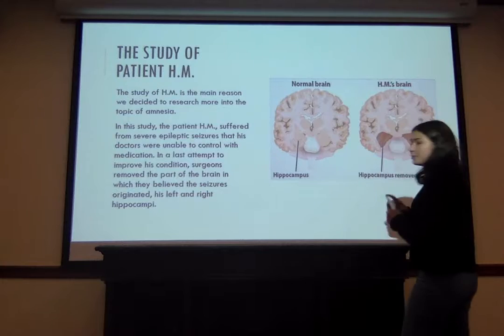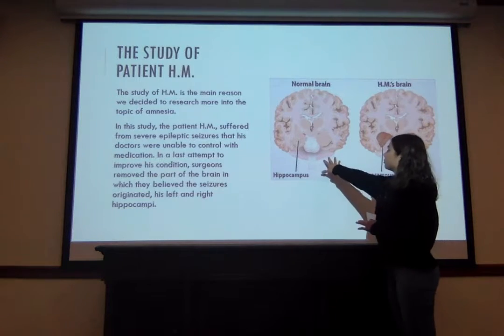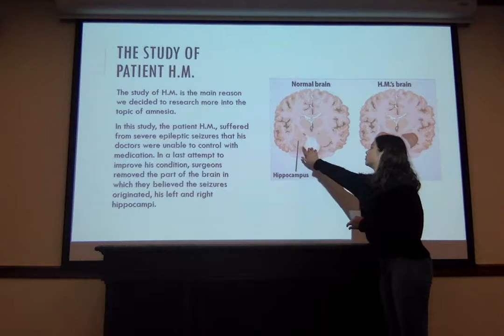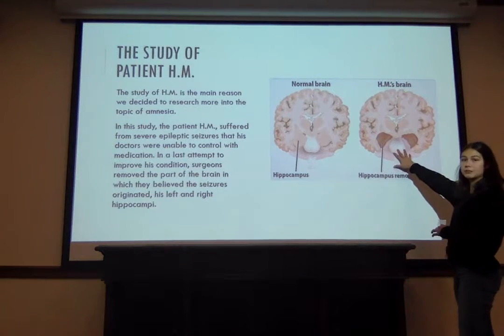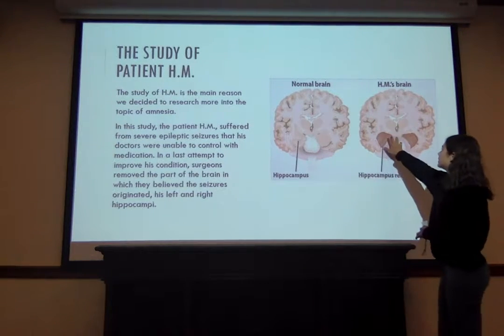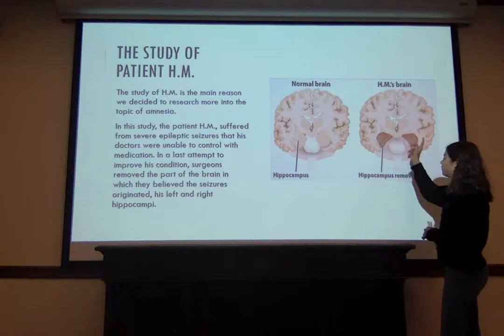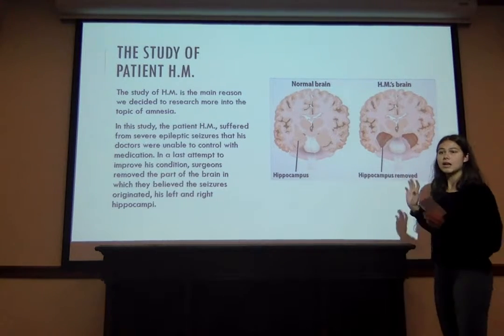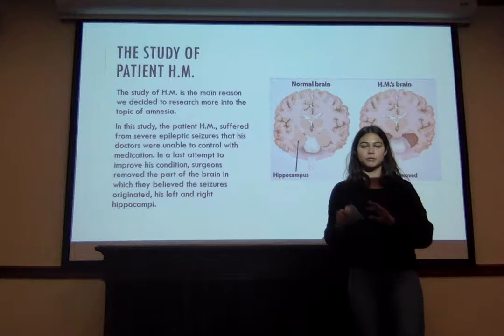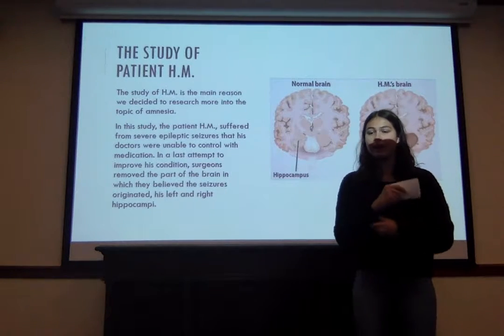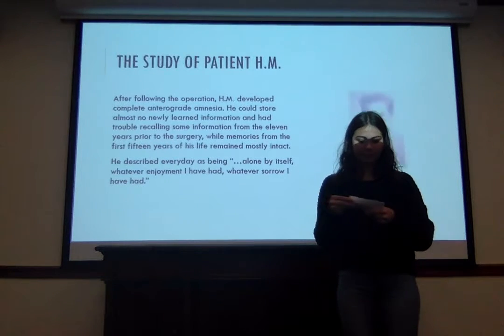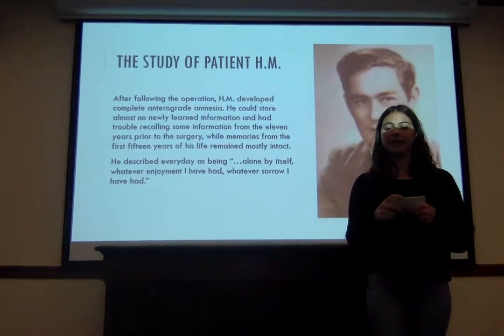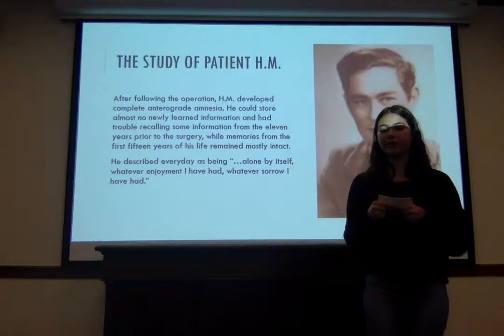So we found this picture and it shows a normal person's brain, in which you can see the two hippocampi, and then it also compares it to HM's brain after his surgery, where you can see that both the left and right hippocampi were removed because the doctors thought that would reduce his seizures, but it actually just caused memory loss. So after the operation, HM developed complete anterograde amnesia.